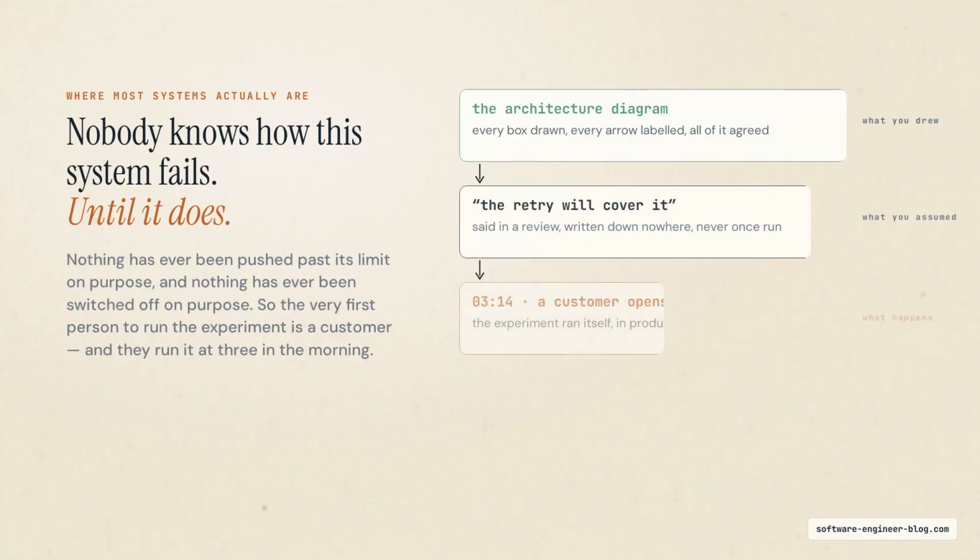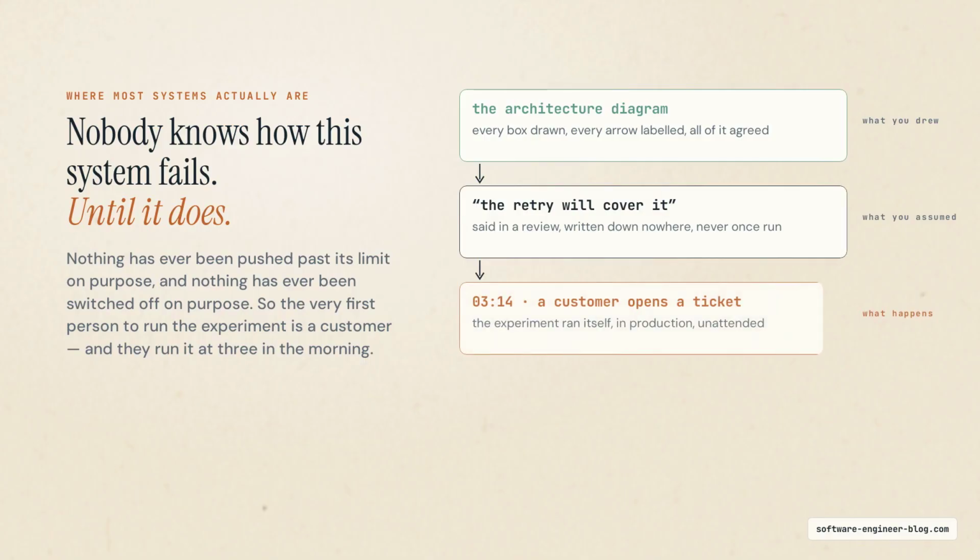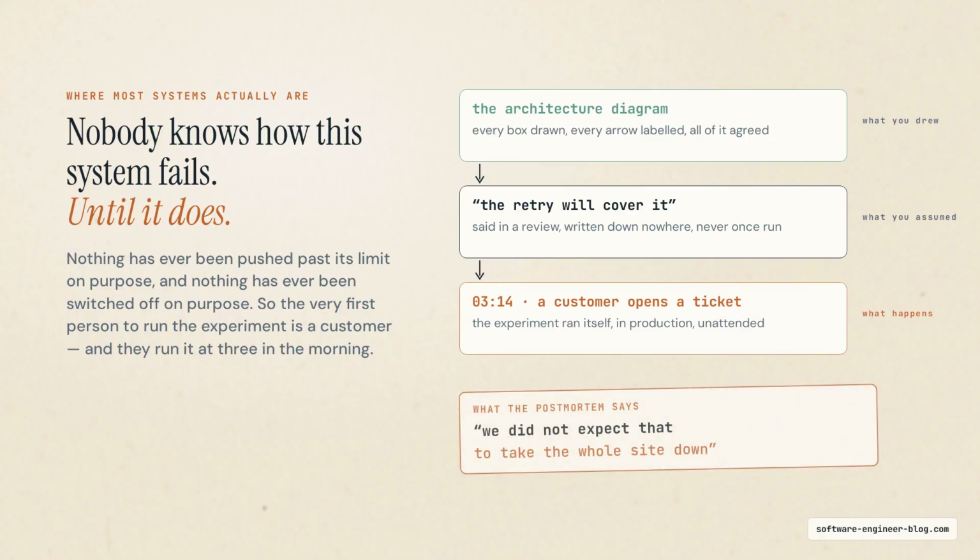And there are sentences people say in reviews. The retry will cover it. That call has a timeout. Those sentences have never been run. They were never written down, and they were never checked. So the first person who ever runs the experiment is a customer at 3 in the morning. And the failure gets to choose the time, and the part that breaks, and the size of the audience watching.